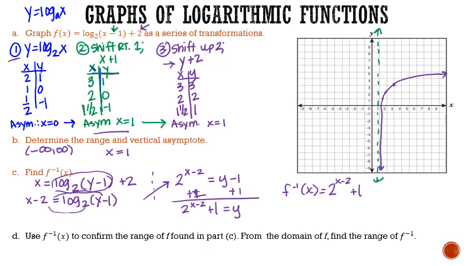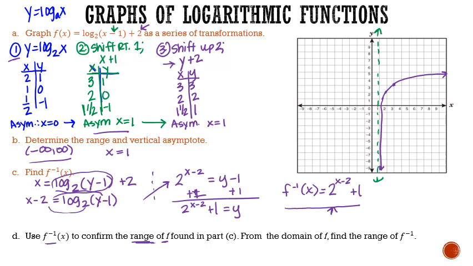Use f inverse to confirm the range of f found in part C. From the domain of f, find the range of the inverse function. Okay, so use the inverse function to confirm the range of f found in part C. Again, with an inverse function, we can see that this is an exponential function. Since these are inverses, that means that the range of our regular function is the domain of the inverse function. This is exponential. The domain of any exponential is always all real numbers.